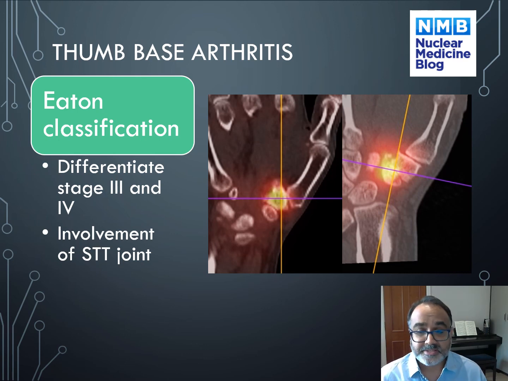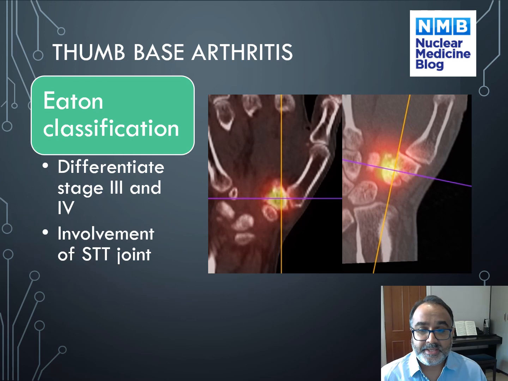I don't have many examples of SPECT-CT of the hand and wrist, and the reason for that is fairly clear. It's just not that useful over and above, say, MRI for a lot of indications. However, I have got examples here of where it is better than MRI and can be useful. So the first indication is thumb-based arthritis.